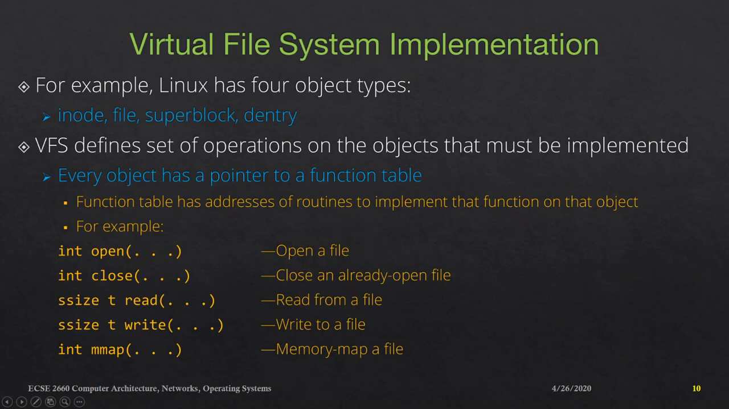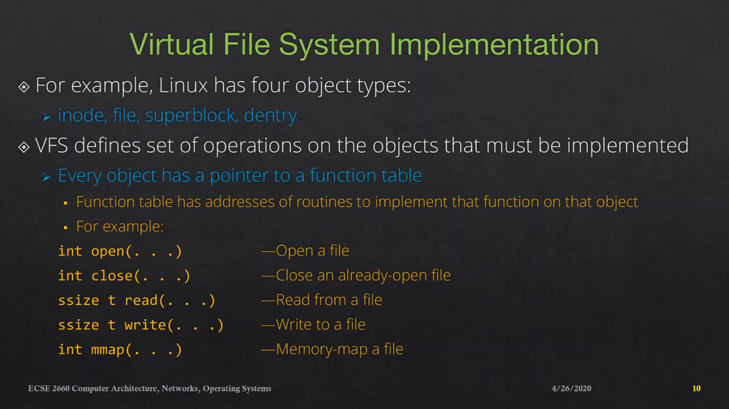So let's take a look at some examples of those routines. The VFS in Linux is based upon 4 key object types. Those object types are inode, file, superblock, and directory entry. The inode is an object that represents an individual file. File is an object that represents an open file. Superblock is an object representing a file system. And dentry is an object that represents a directory entry.